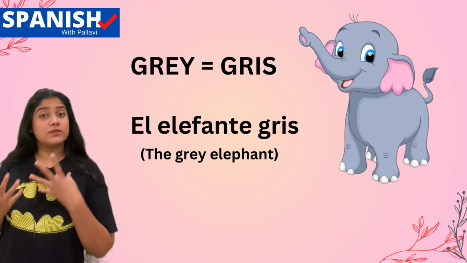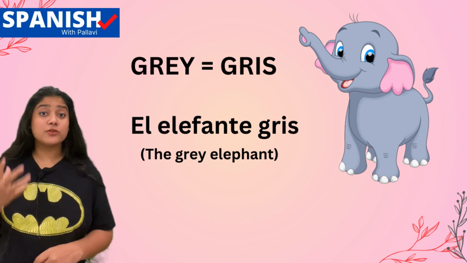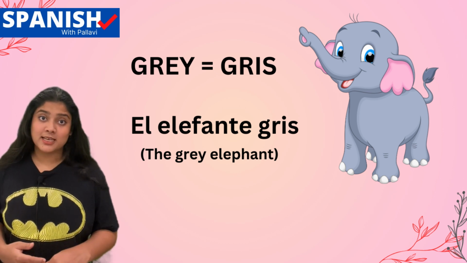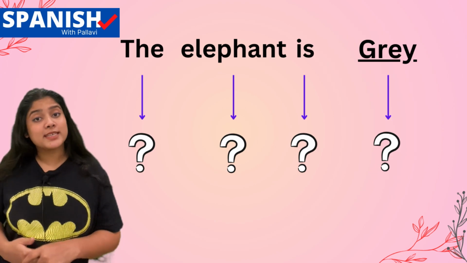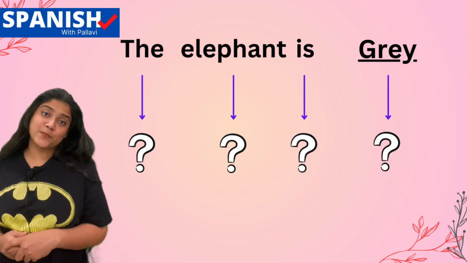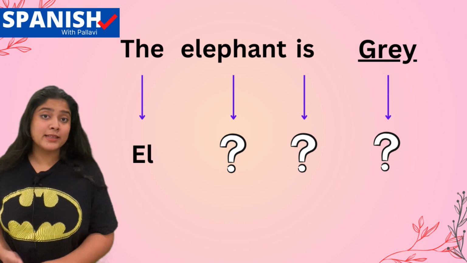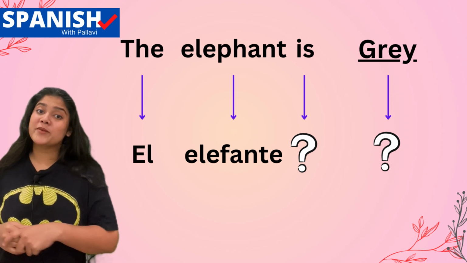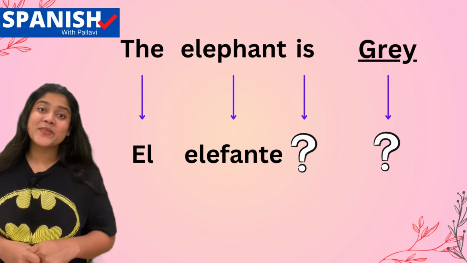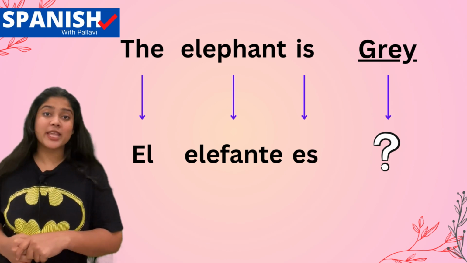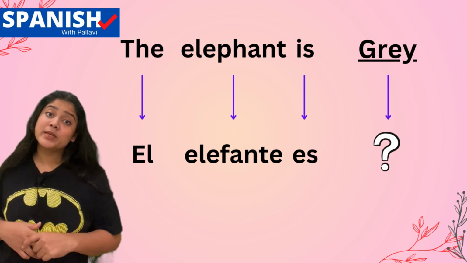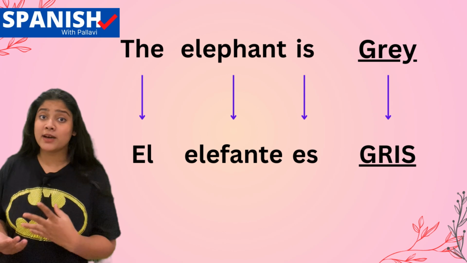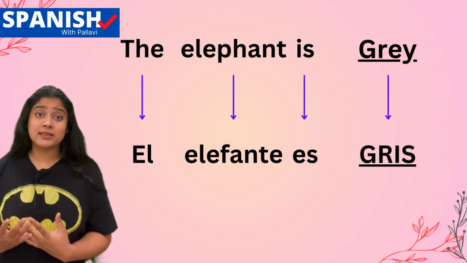The color of elephant is gray. How do you say this color in Spanish? Gris. So the example will be the elephant is gray. How do you say that in Spanish? The will be el. Elephant will be elefante, which is one of my favorite animals. Is will be es. Gray will be gris. So the whole sentence will be the elephant is gray. El elefante es gris.